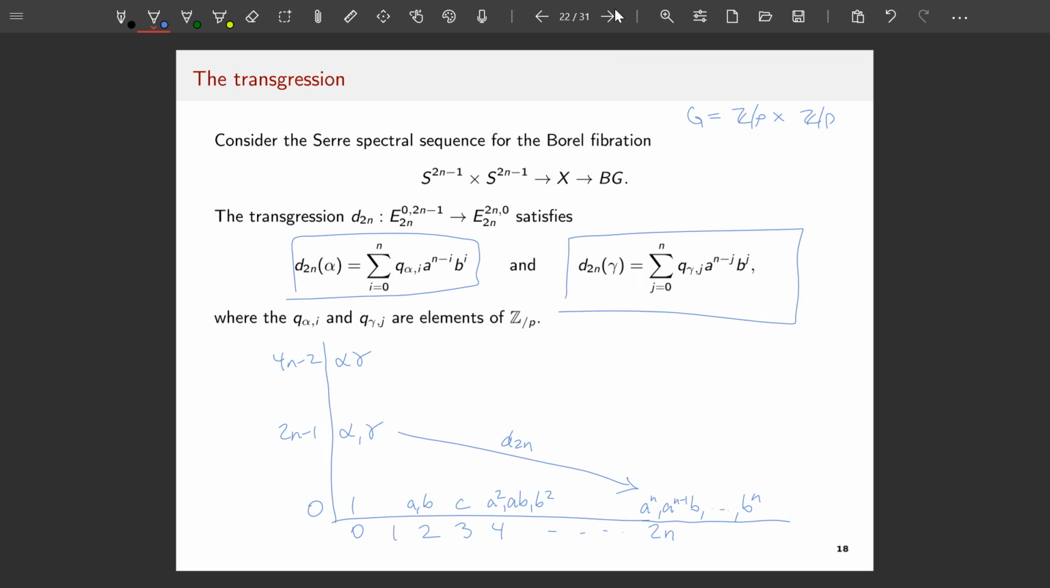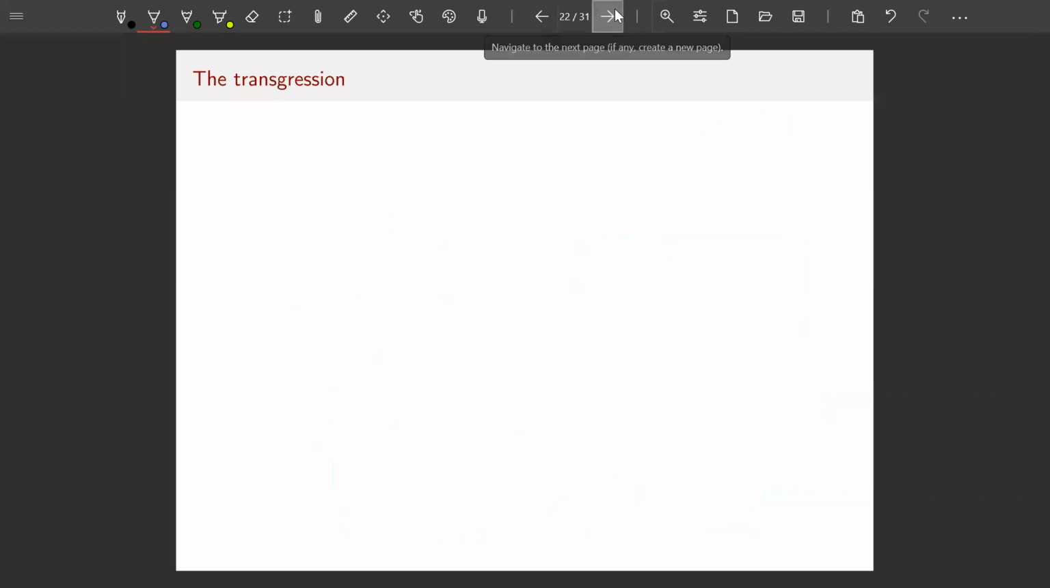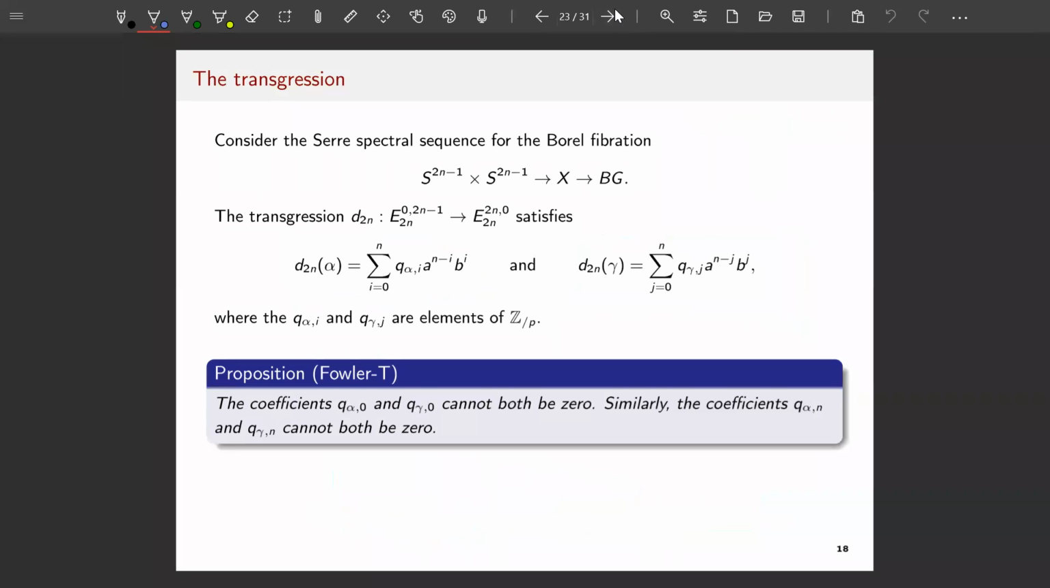So what can we say about this? Well, there's some restrictions on these coefficients. In particular, the coefficients for the an term cannot both be 0. And similarly, these are the coefficients for bn. They cannot also both be 0. This is for dimension reasons. And so what do these restrictions actually give us?